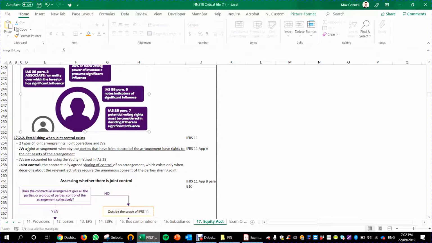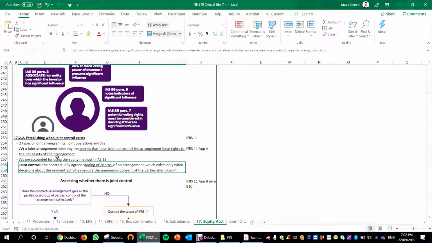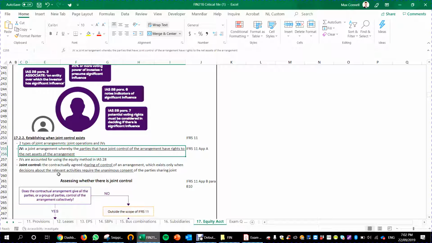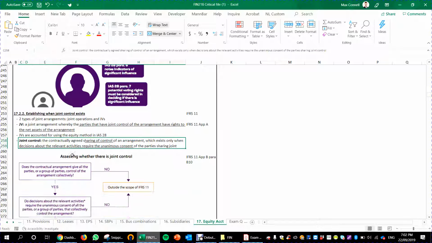So when does joint control exist? There are two types of joint arrangements: joint operations and joint ventures. A joint venture is when the parties have joint control of an arrangement and have rights to the net assets of the arrangement. Joint control is the contractually agreed sharing of control of an arrangement, where it exists only when decisions about relevant activities require the unanimous consent of the parties. This is to do with output and assets and funding, and this is sharing of control, particularly via contract or agreement stating that all decisions must be unanimous.